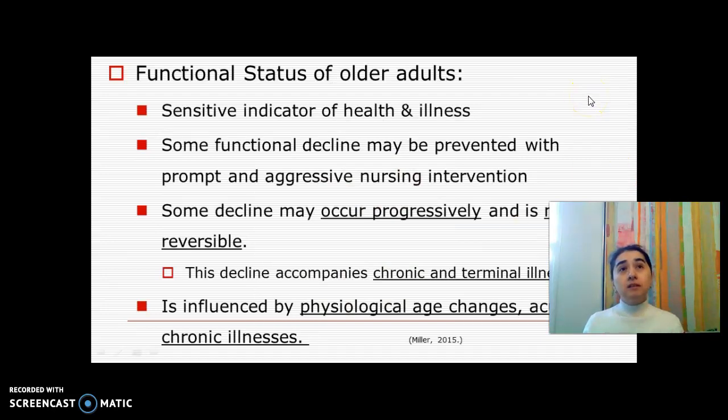So with those who are elderly, a functional status is used as an assessment and sensitive indicator for their health and illness. A decline in functional status might be gradual and might be seriously fast. Chronic or terminal illness might speed up the process of loss of functioning, as well as an acute illness.